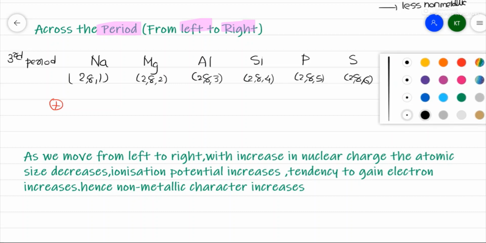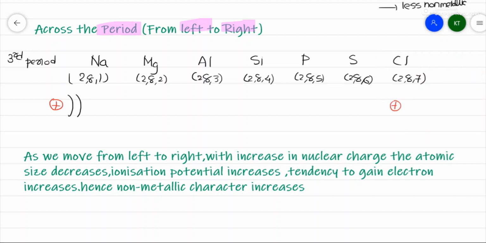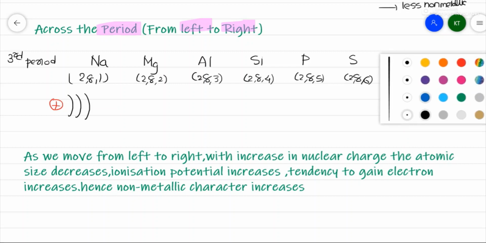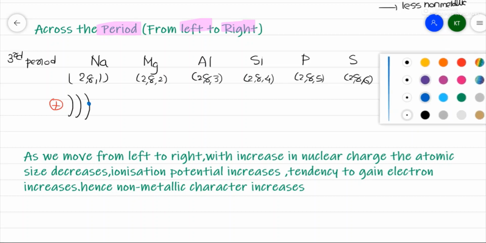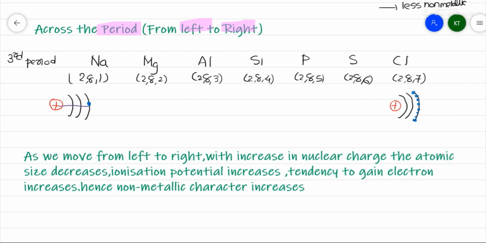Now let me draw the nucleus of sodium here and the nucleus of chlorine. Then I'll draw the number of shells. There are 3 shells, 1, 2, 3. Then draw the electrons. Sodium has got 1 electron in the valence shell. Chlorine has got 7 electrons in the valence shell. Now let me draw the atomic radius.